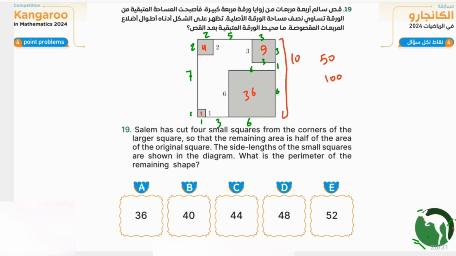Okay, now let's calculate the perimeter. If we start from here, 1 plus 3 is 4, plus 3 is 7, plus 5 is equal to 12, plus 2 is equal to 14, plus 2 is equal to 16, plus 7 is equal to 23, plus 1 is equal to 24, plus 1 is equal to 25, plus 3 is equal to 28, plus 6 is equal to 34, plus 6 will be equal to 40, and B is the correct answer.